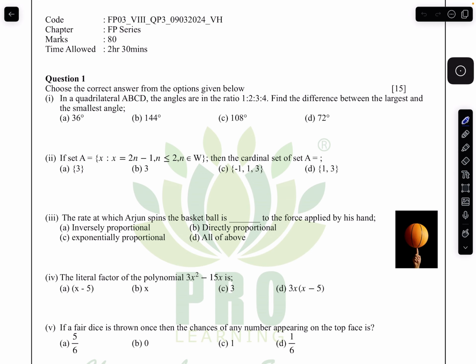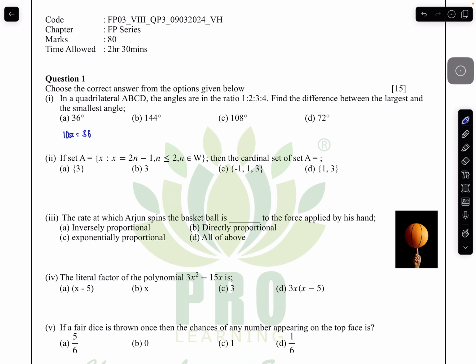So the first MCQ says in quadrilateral ABC, the angles are in the ratio 1:2:3:4. Find the difference between the largest and the smallest angle. If we take the common multiple as x, the largest angle will become 4x and the least angle will be 1x. If we add these ratios, 4 and 3 makes 7, 7 and 2 is 9, plus 1 is 10. So we know 10x is 360.